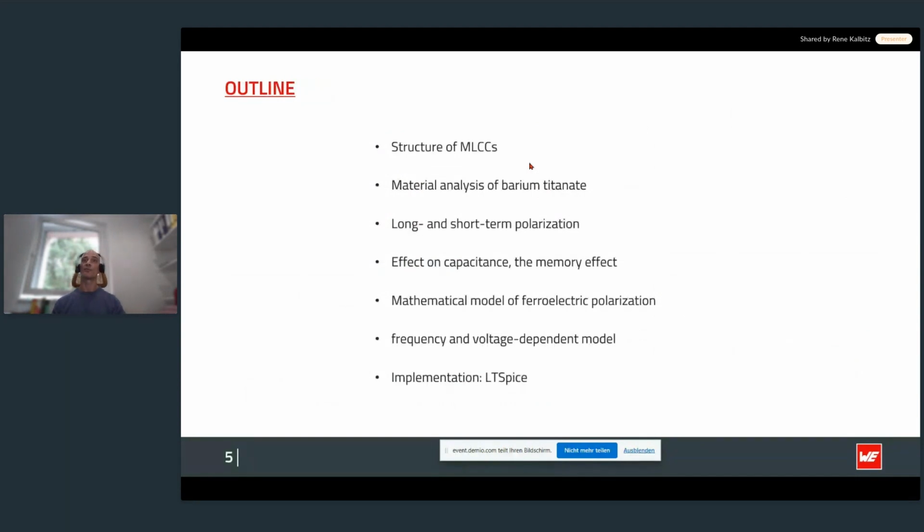In this talk, I will first briefly revise the background of MLCCs and the prominently used ferroelectric material barium titanate. I will show you the effect of the long and the short-term polarization, discuss how the polarization affects capacitance measurements and what the so-called memory effect is. Then I will give an introduction to the mathematical model that describes the voltage as well as the frequency behavior of MLCCs, and illustrate how it is implemented in Würth Elektronik LTspice models, which are freely available.